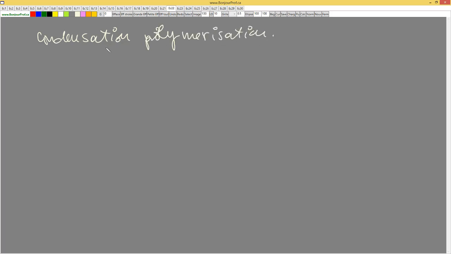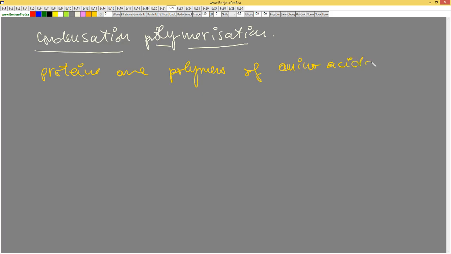For example, the proteins. Proteins are polymers of amino acids. So you have two amino acids. They will bond by condensation, and what will it give you? It will give you amino acid. What does it mean? Amino acids. That means that the molecule has the function of amino, and it has a function of acid. So what will be the function?